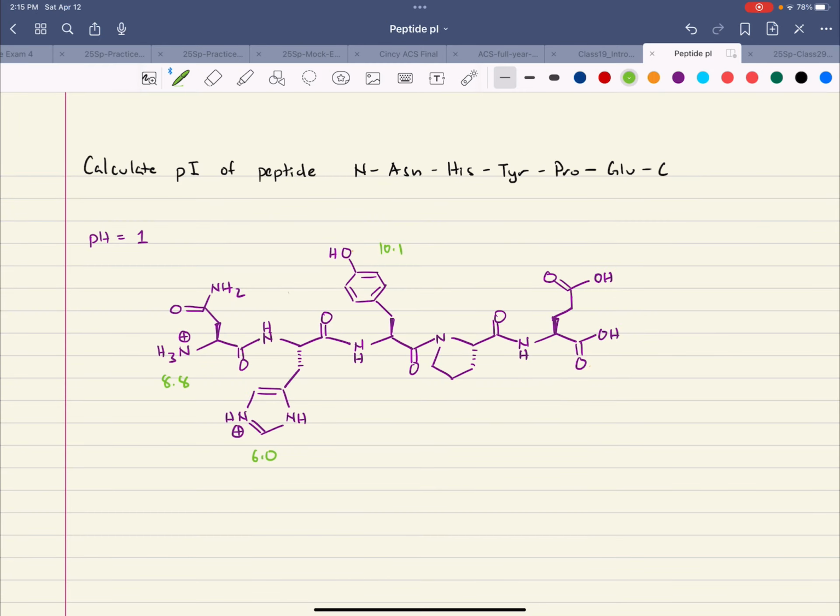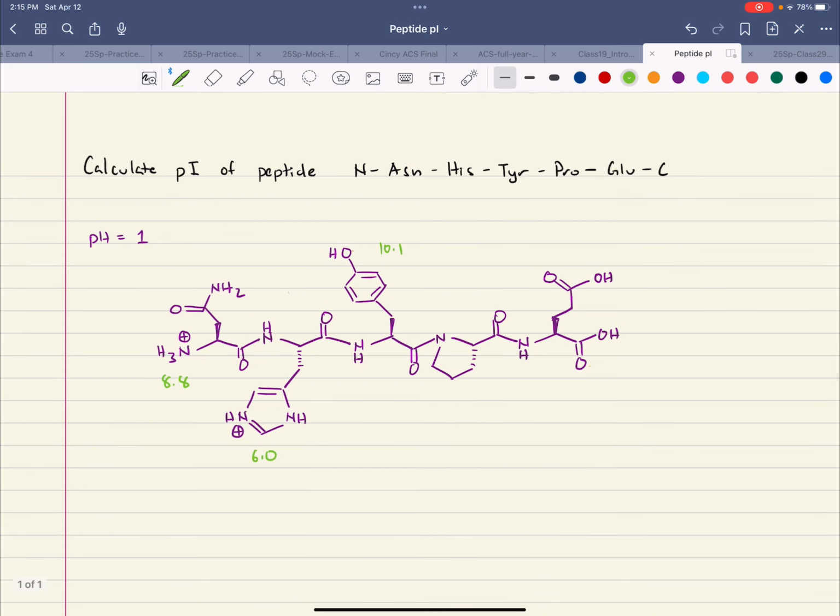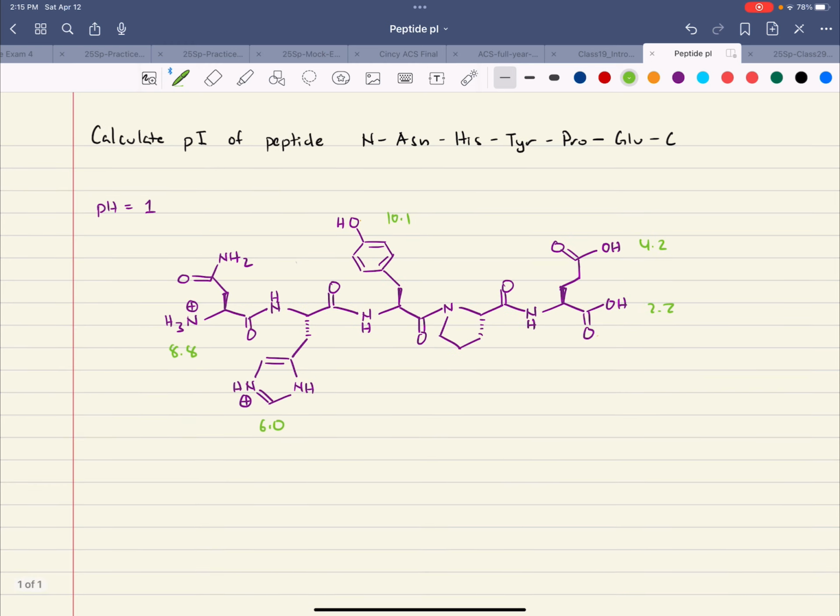Next is glutamic acid. So we do need the side group of glutamic acid, 4.2. The carboxyl end is exposed, so we need that one, 2.2. The amine is no longer an amine, it's an amide. 4.2 and 2.2. Okay, I said at the beginning I'm going to do this as fast as possible.